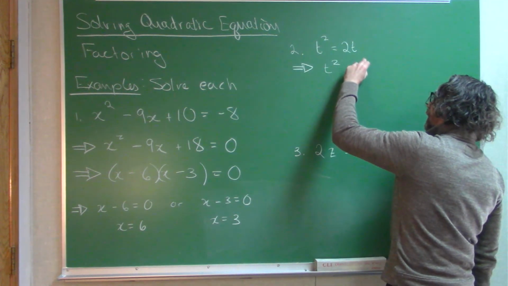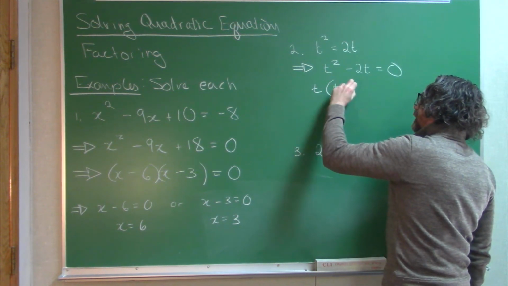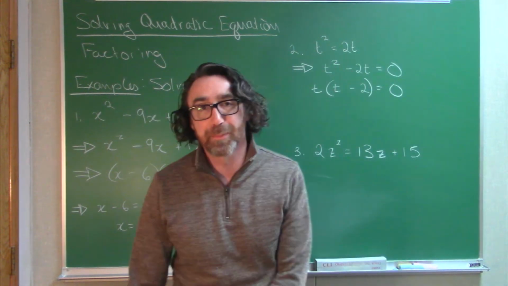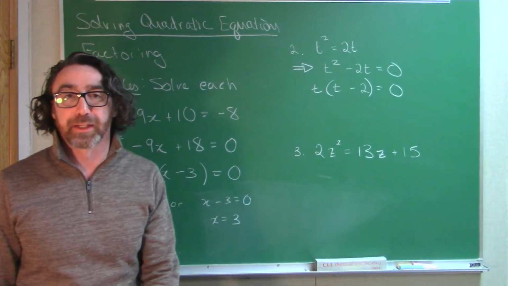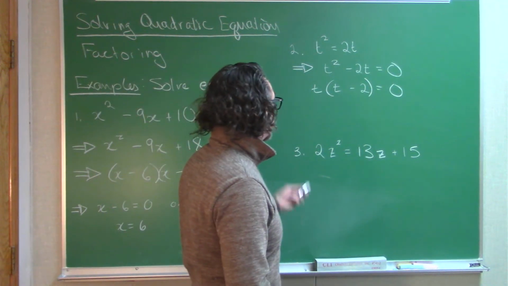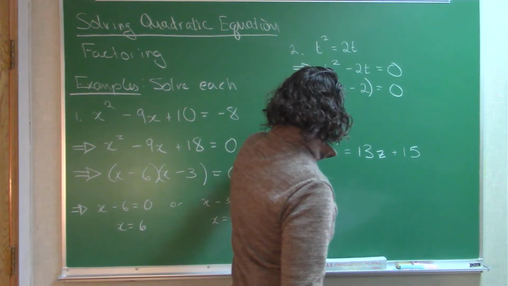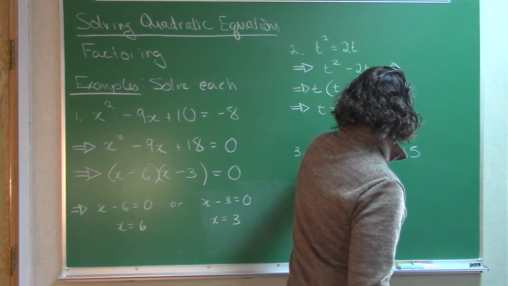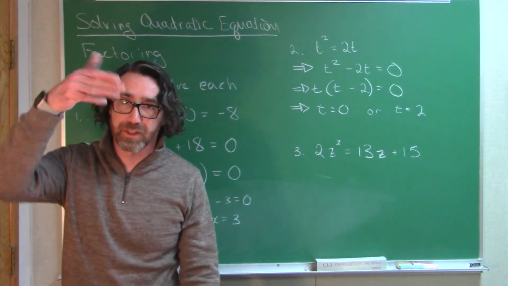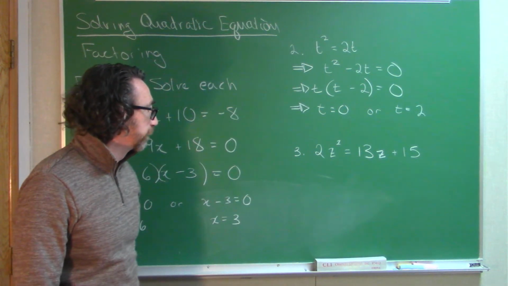Get a 0 on one side, and I'm just going to take out the greatest common factor, which is t. Both of the terms are divisible by t. Pull out a factor of t. Okay, so I have factored the left-hand side. So if this is true, that must mean t equals 0 or t equals 2. I took that last factor, set it equal to 0, and solved it. Very easy one to do in your head there.